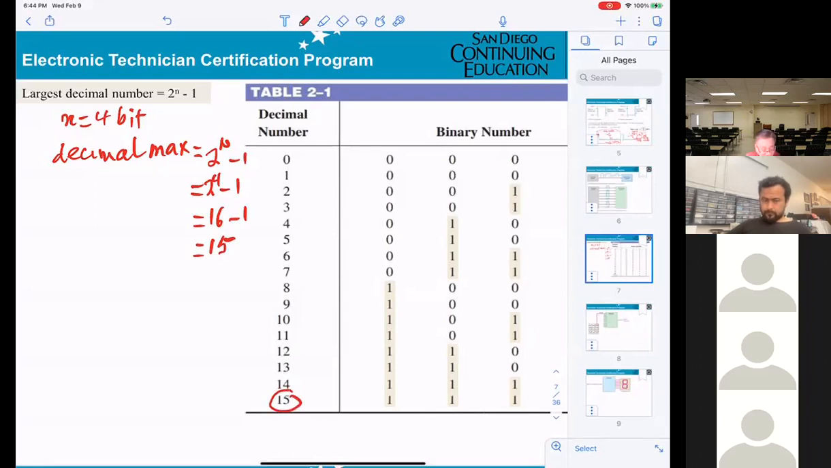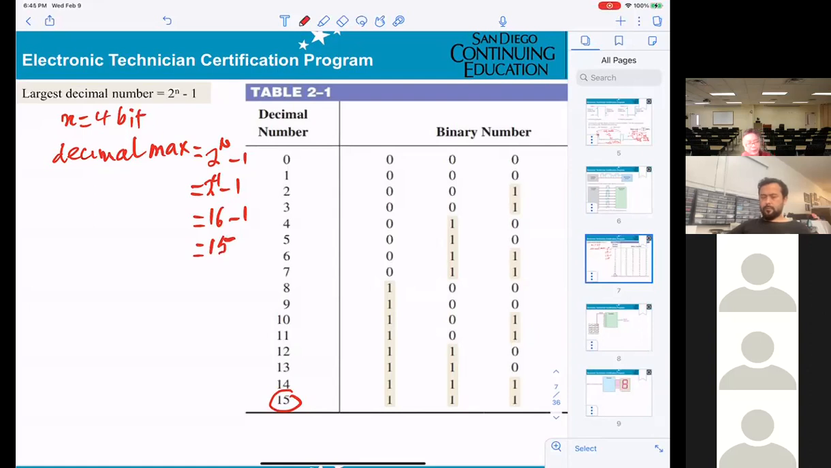Because, hey, Mr. Pham, really we count 0, right? Right, we start from 0 in binary. So if you count 0, it's a total of 16. Right. So if you get a 4 bit, the maximum number will be 15 in decimal.